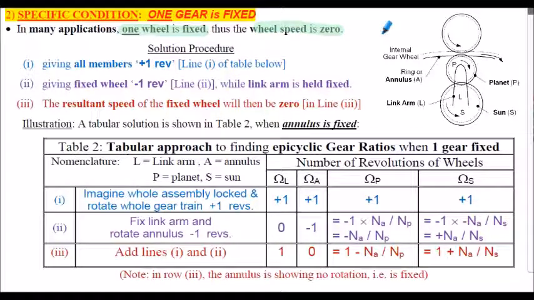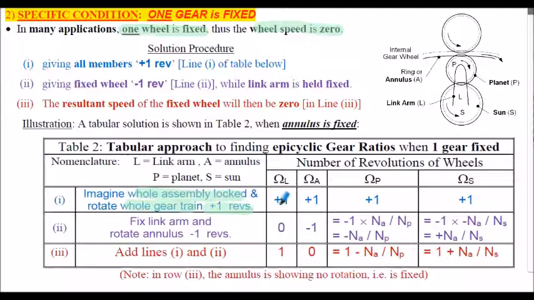Now we have the same kind of approach here. It's just a slightly simplified approach to working out the velocity ratios, because we need less information than if they're all free to rotate. So we're going to have the same table, same kind of structure here. Again, it's the same sort of procedure. We're assuming that the whole assembly is locked and rotating the whole gear train revolution. We're just using it as +1 revolutions here.